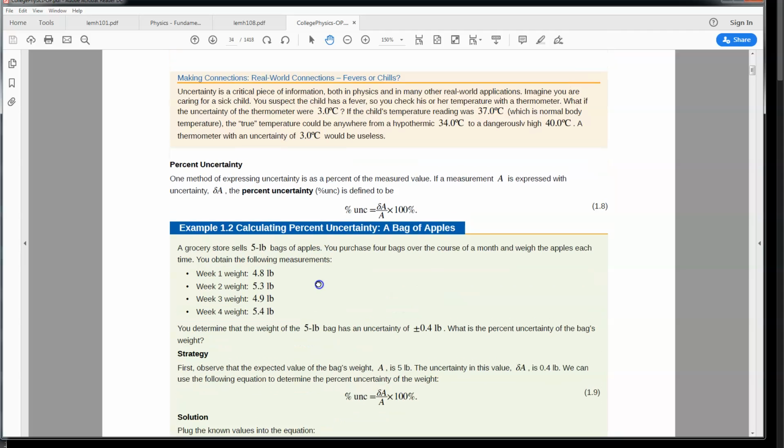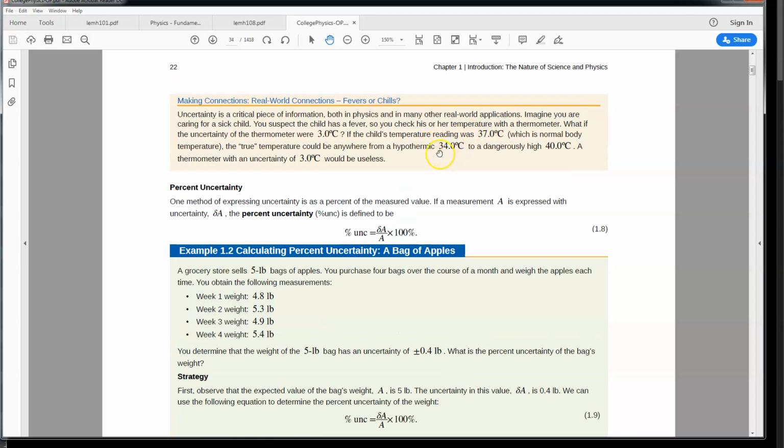Meaning that, for example, in this particular case, if you take the uncertainty as 3 degrees Celsius, this would be 3 degrees Celsius to 37 degrees Celsius. So that would be 3 to 37. And that gives you some number like, I don't know, 5%, 10%. And you multiply that by 100%, and that gives you percent uncertainty.